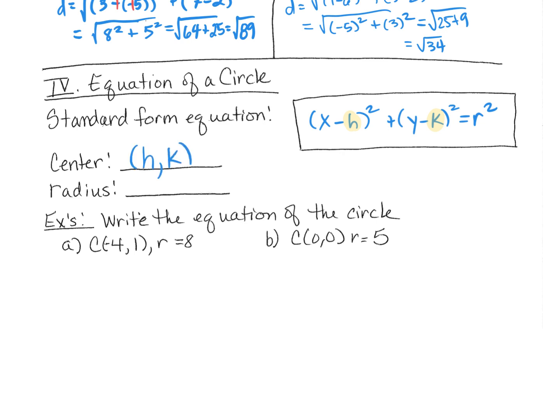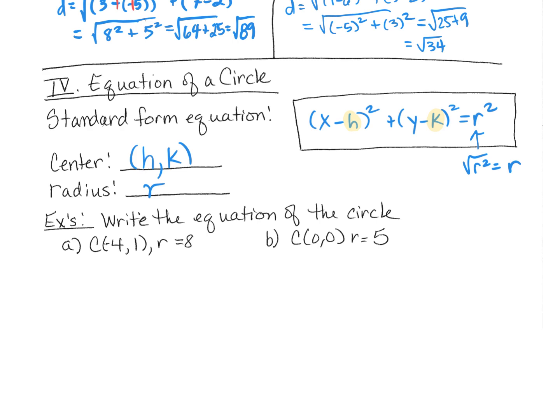Notice it is minus h and minus k, but they come out as positive h and positive k. So they are going to change signs when you pull them out. They also change signs when you put them in. The radius would be r. So what are you going to have to do to that number at the end to get r? To get r, you are going to have to take the square root of r squared. It's going to give you r, isn't it?